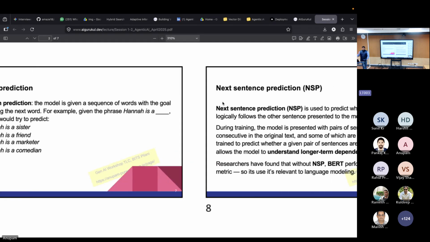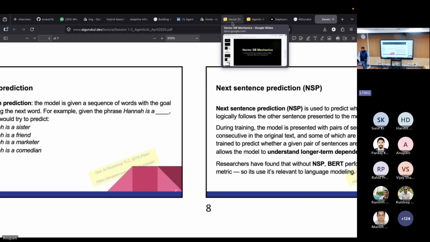So I hope now the context around what is a language model is set. Now I'm going to switch to the topic related to RAG.